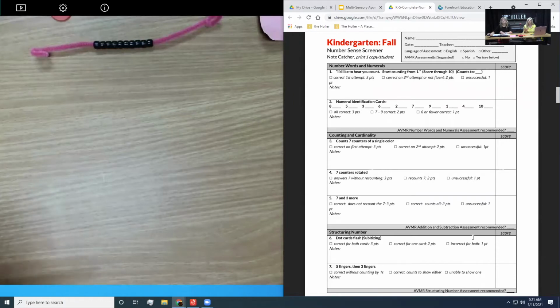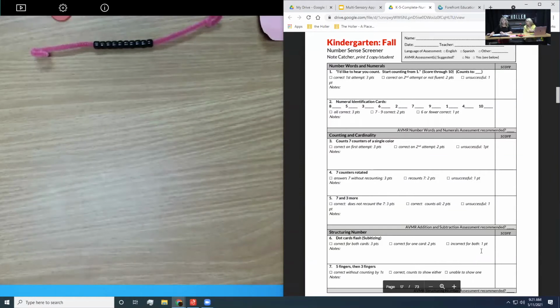Like if you say, I'd like to hear you count, start counting from 1. And of course, they're going to count and keep on counting. And then as far as they can count, you record where it says counts to. And then if it's correct, then you get 3 points. If they try a second attempt, and then of course if it's unsuccessful, then you get the 1. There's a place where you make notes.